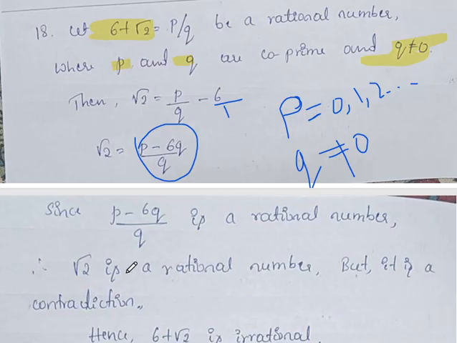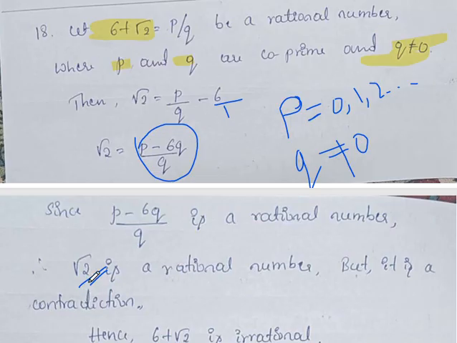Therefore root 2 is a rational number. If it is a rational number, then that equals root 2. So root 2 is also a rational number, but it is a contradiction. Contradiction means, we already know root 2, root 3, root 5 are irrational. Root 4 is a rational number because the value of root 4 is 2, and 2 can be written as 2 by 1.